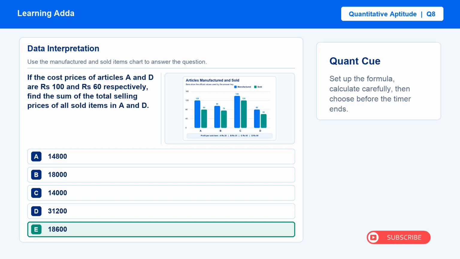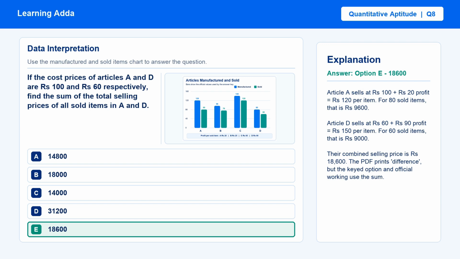The answer is option E, 18,600. Article A sells at rupees 100 plus rupees 20 profit, which is equal to rupees 120 per item. For 80 sold items, that is rupees 9,600.